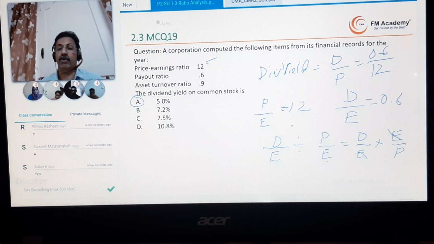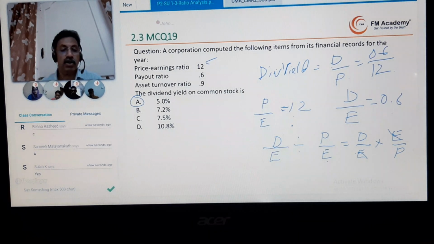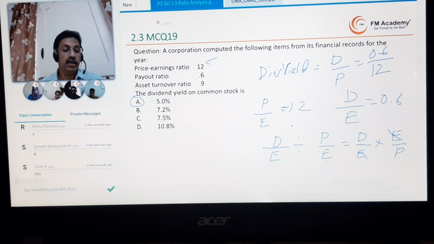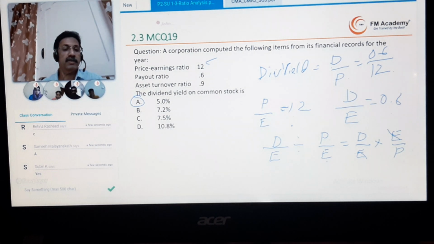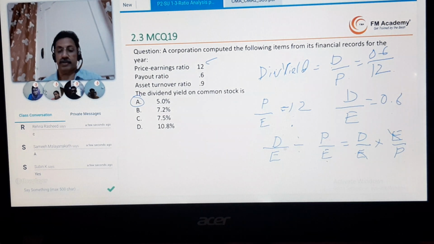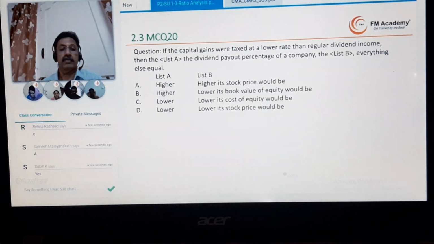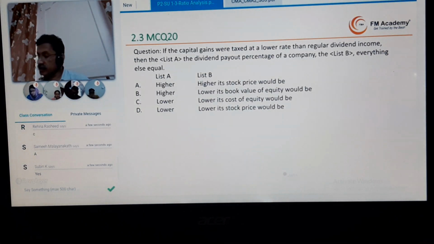Have I given a poll? No. So, anybody has got a doubt on it? Anyone has got doubt? Rehna, you are okay with this computation? Okay, next question. I think that's the last question.